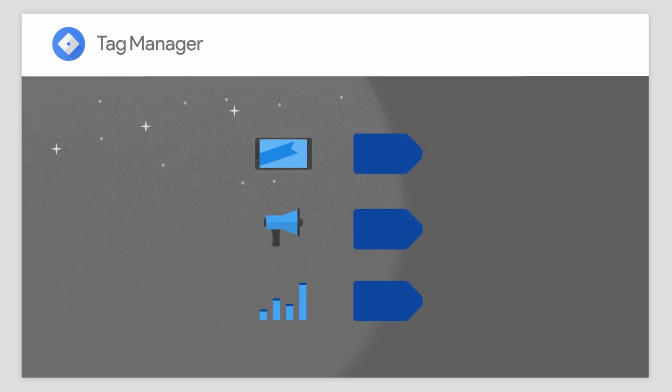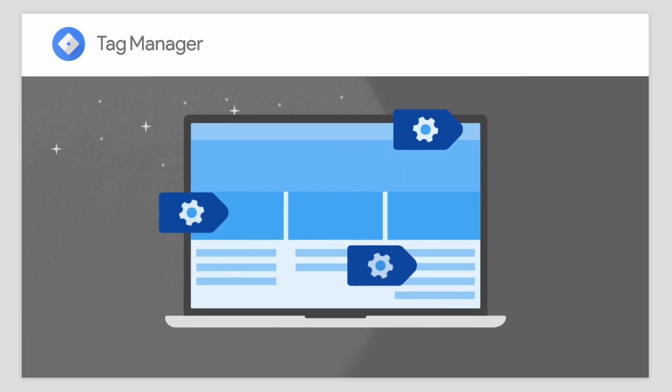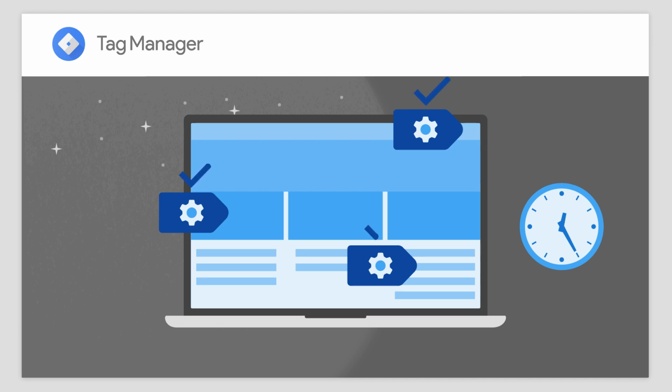Google Tag Manager 360 helps you manage all of your advertising, marketing, and analytics tags from a single location, making it easy to deploy and modify tags to your website or app with no code changes. Google Tag Manager reduces the amount of time it takes to deploy your tags and increases the reliability of your data collection.